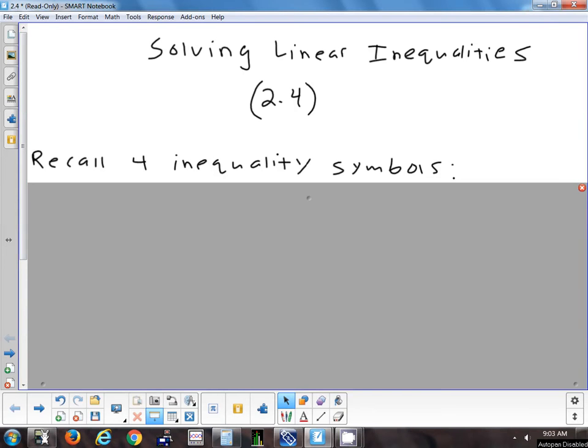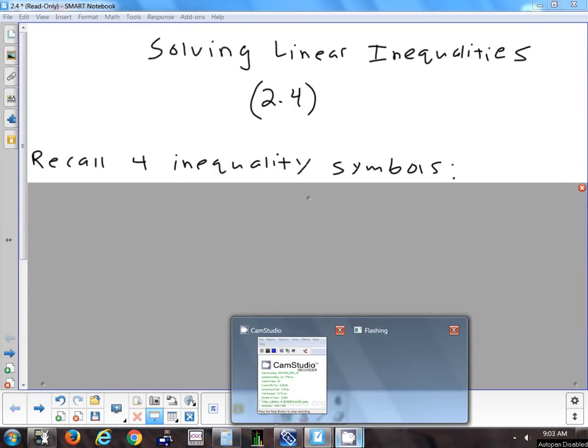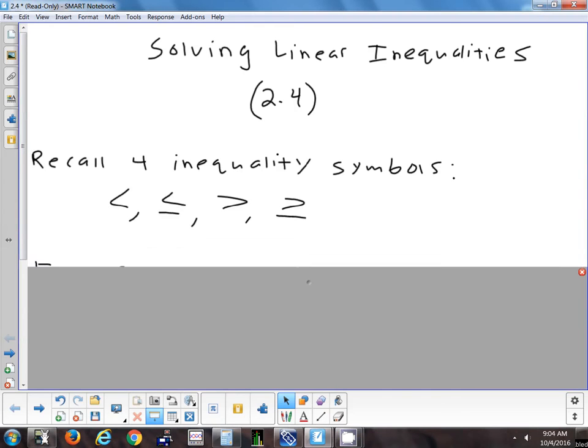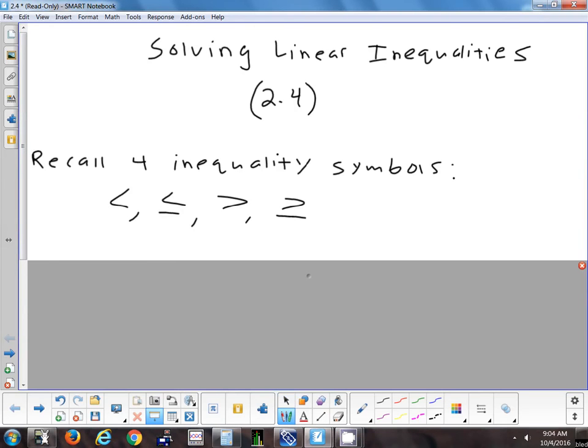Okay, so there's 4 basic inequality symbols. Can somebody remind me, or maybe at least just give me a couple of the symbols? Adrian? Greater than or equal to. Okay, so you got greater than or equal to. And what are the other 2 symbols? Luke? Less than or less than or equal to. Yeah, less than or equal to.